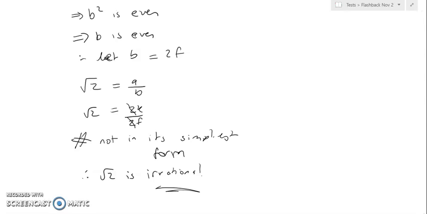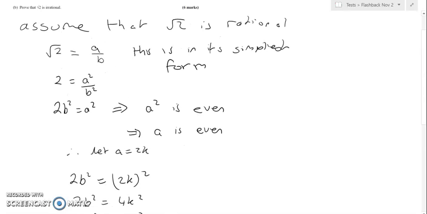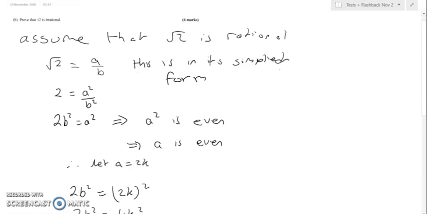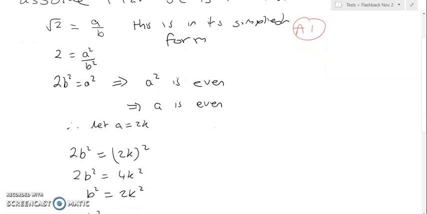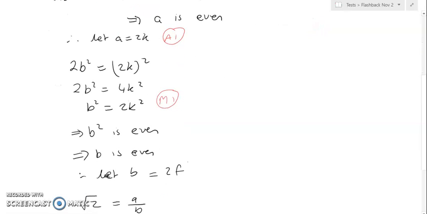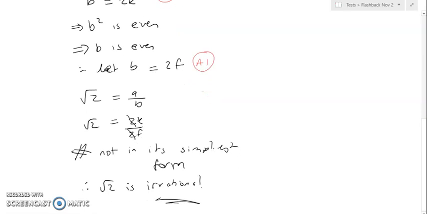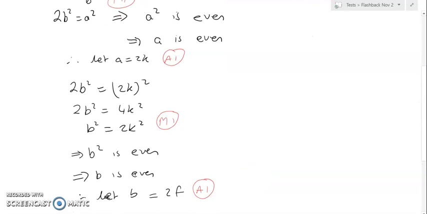In terms of mark allocation, I would have said assume that root 2 is rational, and then writing this first statement here is an accuracy mark, a method mark for saying root 2 is a over b over here, for squaring both sides and rearranging, and then to get a is equal to 2k, accuracy mark there, and then another method mark for subbing it back in and rearranging to show that b squared is even, and if b is even, then an accuracy mark for writing it as a multiple of 2, and finally a cancellation, a conclusion, and getting a final answer with a statement is another mark. So that's your 6 marks.